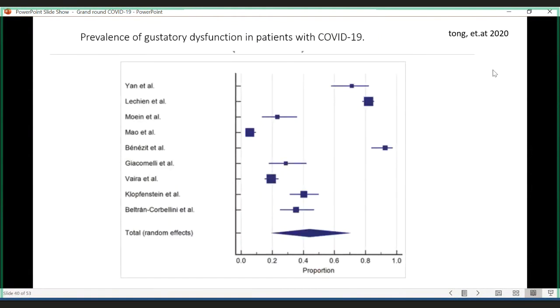And the same thing for gustatory dysfunction, very similar to olfactory dysfunction, ranging from 5 to more than 95%, and the average is 43.93%.